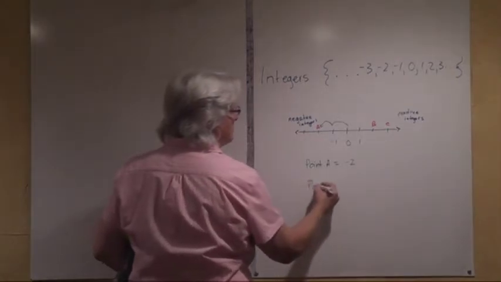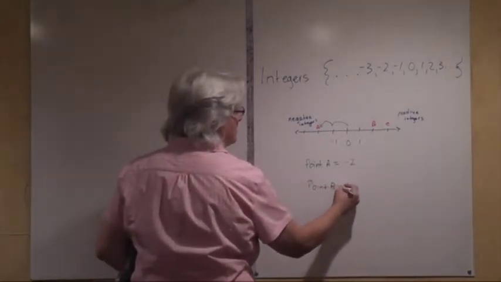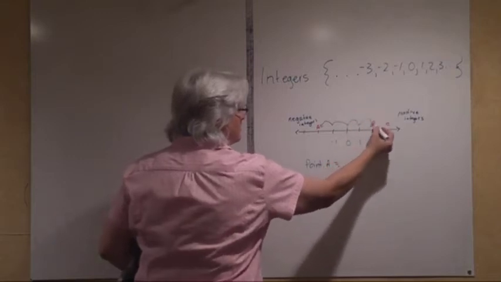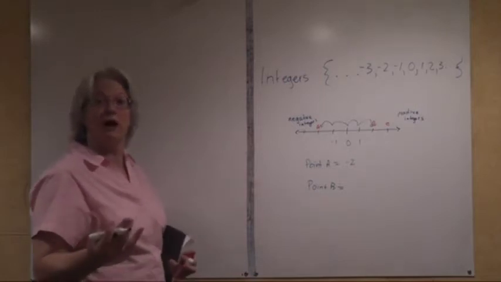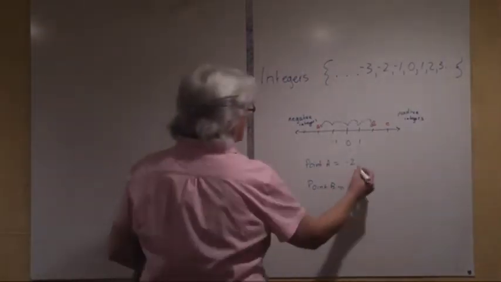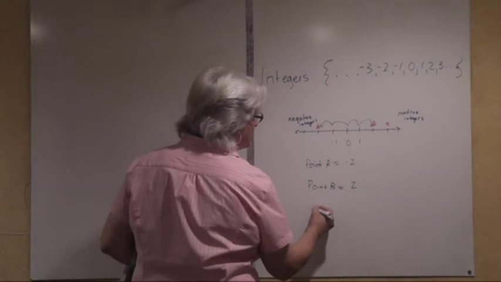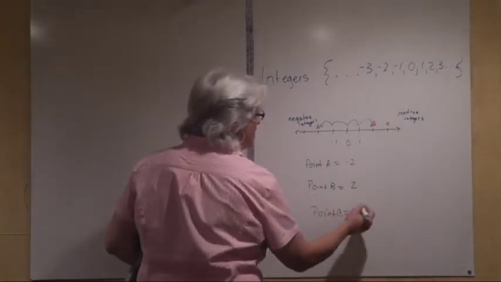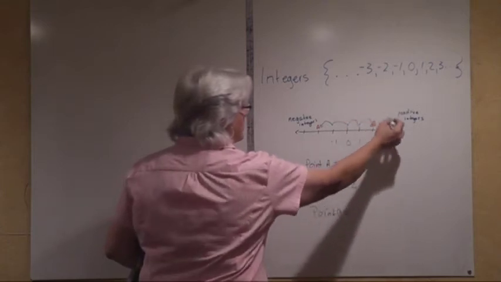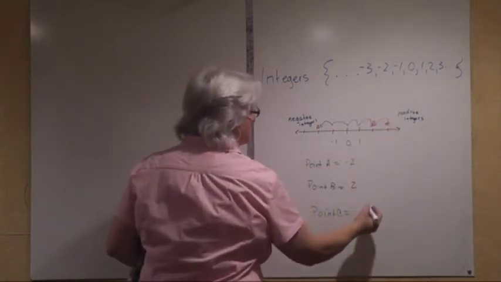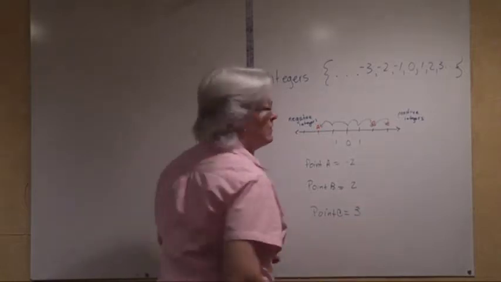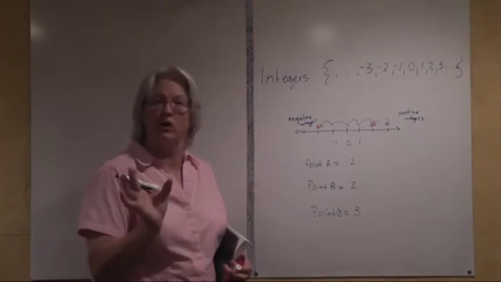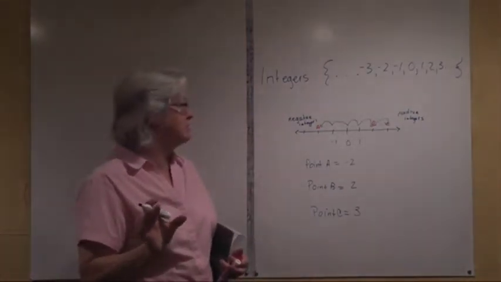Point B, we start at 0, we see how many spaces we have to go until we get to B. That's 2 units to the right of 0 on the number line. It's a positive 2. And point C is 1, 2, 3 units to the right of 0 on the number line, and its location is identified by saying that it's at 3.